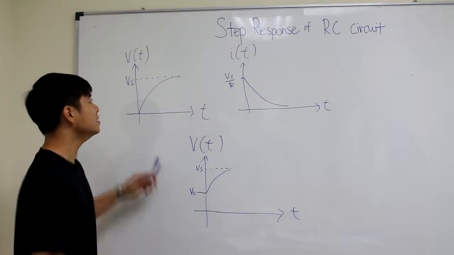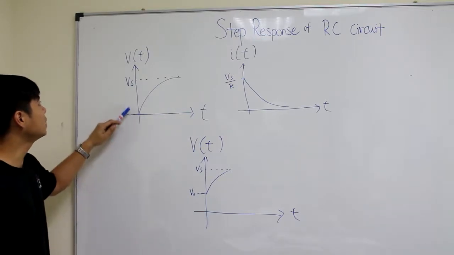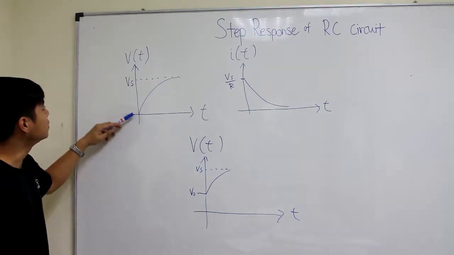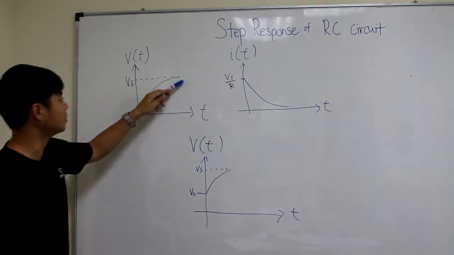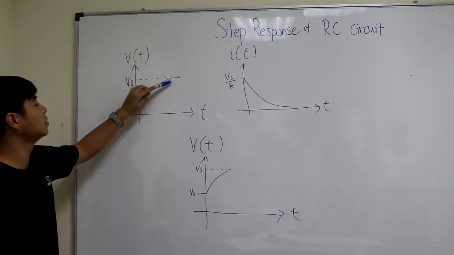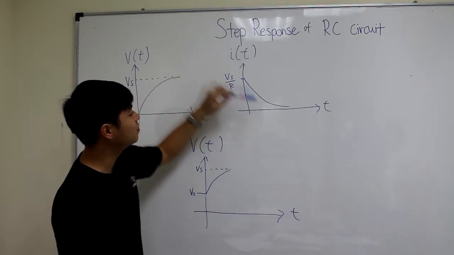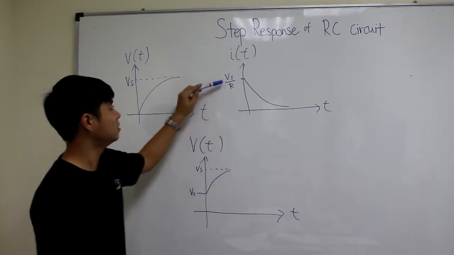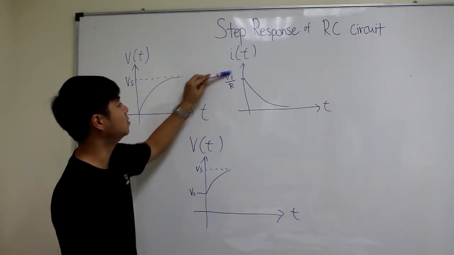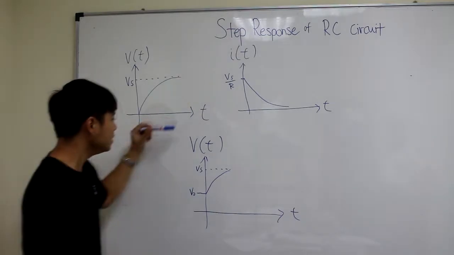I will talk about the step response, the graph of it. So this graph is the voltage versus the time. As you can see, when the voltage source rises, the capacitor voltage will increase slowly until it reaches a certain point. And for the graph of current versus time, the graph will be inversely proportional, as this is the voltage divided by R, which is how you get the current.